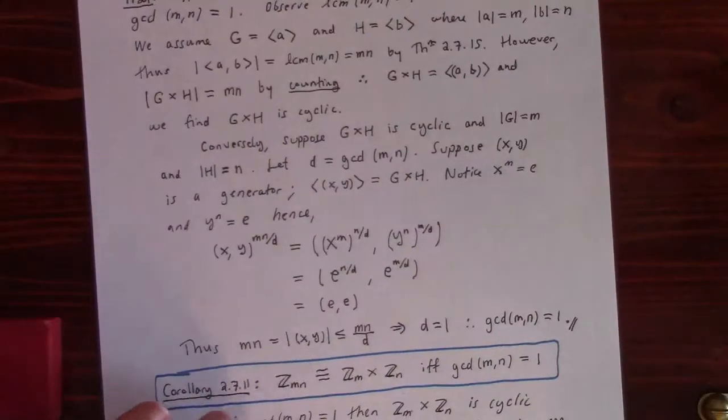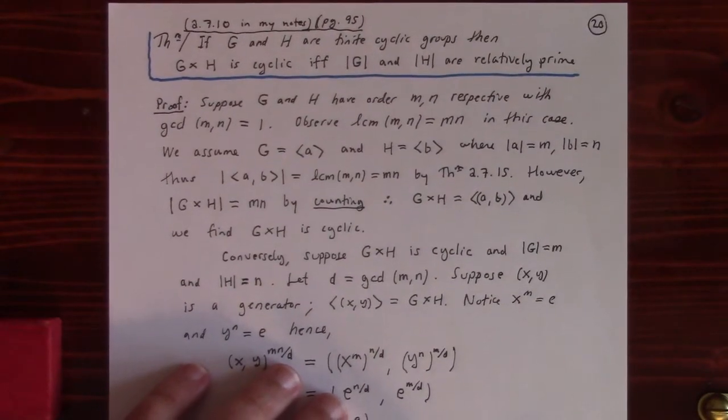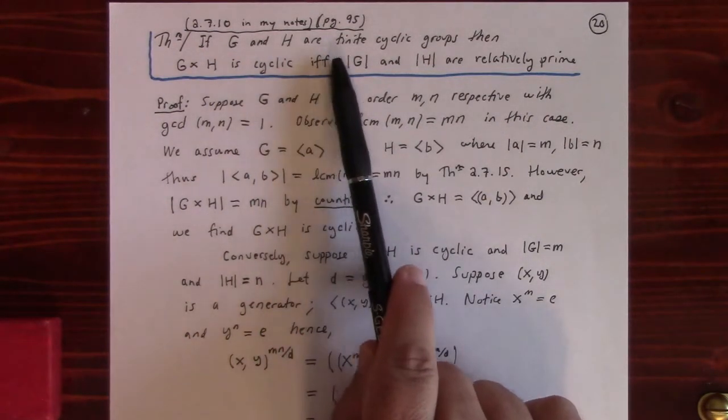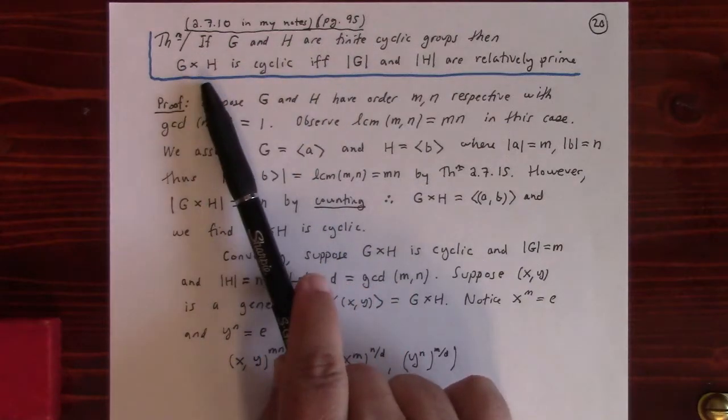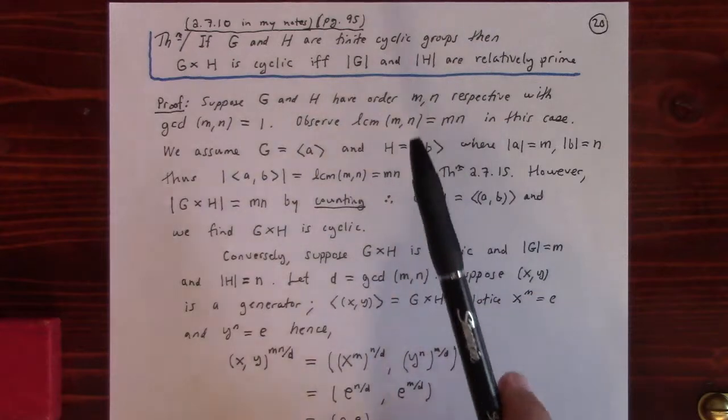Page 20. A theorem. This theorem is very, very helpful, simple to remember, and really guides our thoughts a lot. If G and H are finite cyclic groups, then G cross H is cyclic if and only if the order of G and the order of H are relatively prime.